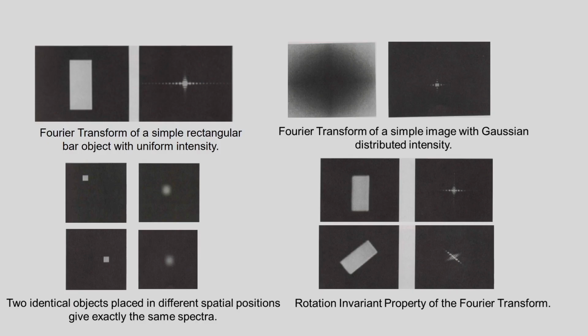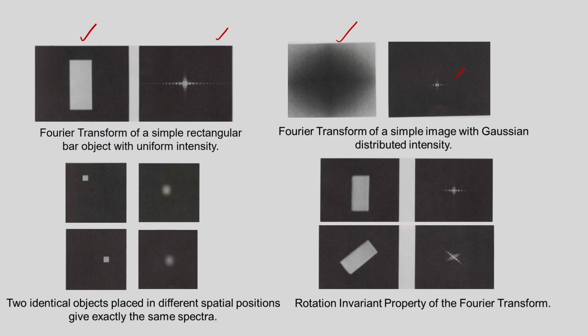And in this example I have shown the Fourier transform of a simple rectangular bar. So my input image is this, and corresponding to this I have the Fourier transform. Because for a rectangular function, if I take the Fourier transform, it will be the sinc function. In the second case I am considering the Fourier transform of a simple image with Gaussian distributed intensity. If you see the intensity, this one, this is Gaussian distributed intensity. The Fourier transform of a Gaussian function is Gaussian. So that means in this case also I am getting the Gaussian distribution here.